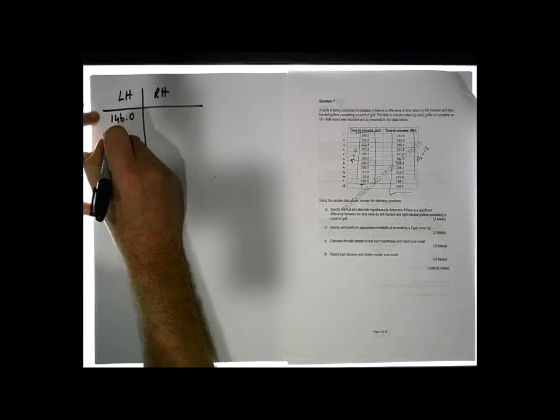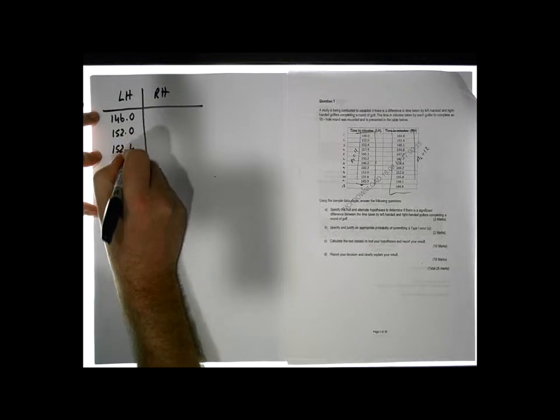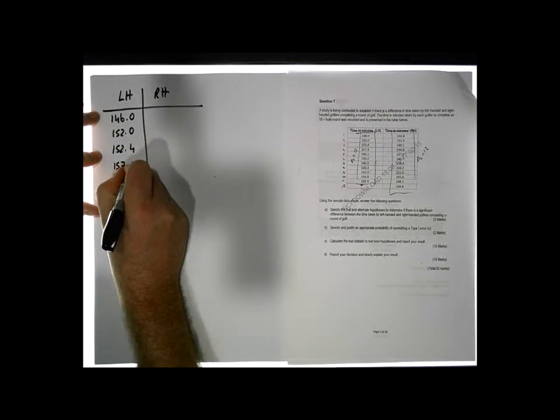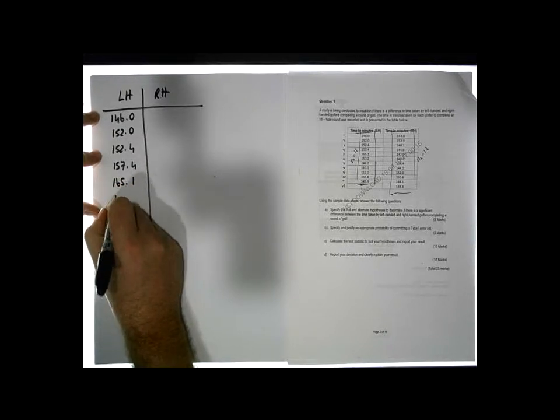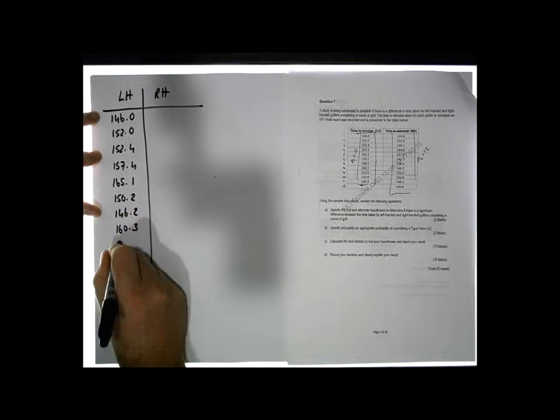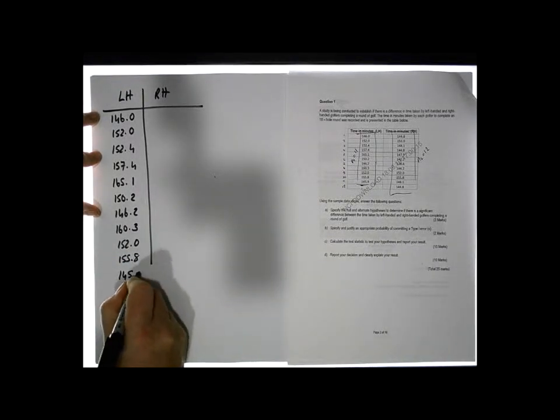146.0, 152.0, 152.4, 157.4, 165.1, 150.2, 146.2, 160.3, 152.0, 155.8, 145.9. That's the first group, left-handers.